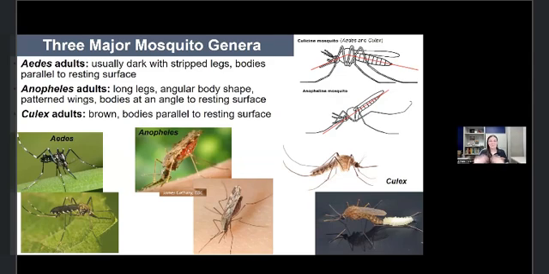Culex, people like to say that they're brown and boring because they're usually just brown. There's not much pattern on them. They rest similar to our Aedes, where their bodies are parallel to the surface of the water. And that's a little bit different from these other two groups of mosquitoes, in that they lay egg rafts on the surface of the water, so they lay all their eggs at one time. So you could see in this lower picture down here, that's a female. She's laying 100 to 300 eggs at one time.